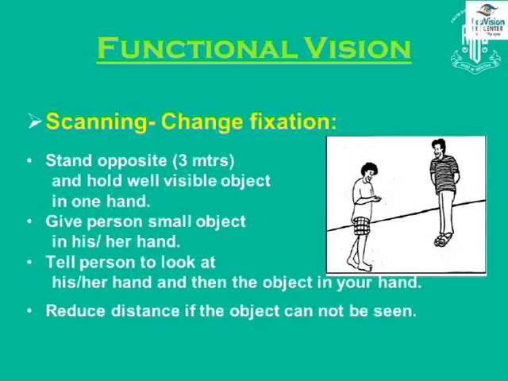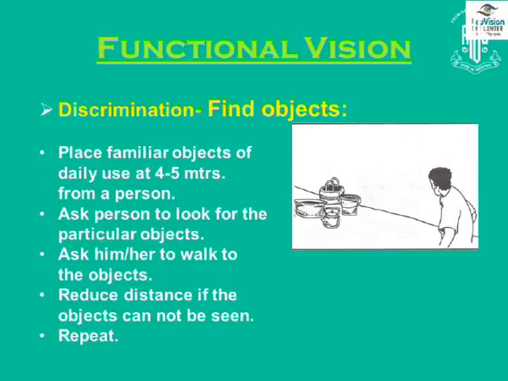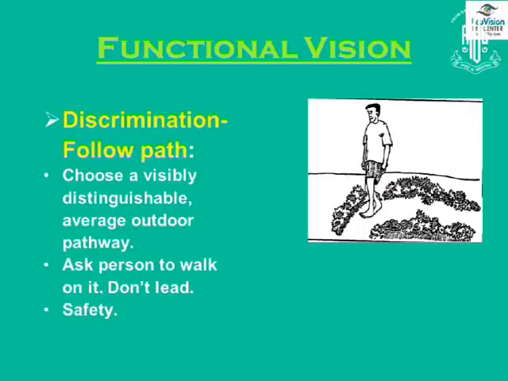Then again, changing fixation is required when you have to look at far and then look at near, especially for reading and writing skills. Then see for discrimination of objects, if they are able to find objects. You can keep 2-3 chairs, a ball or any other object in between to check for discrimination.